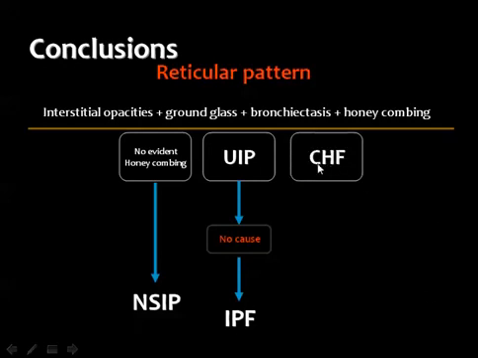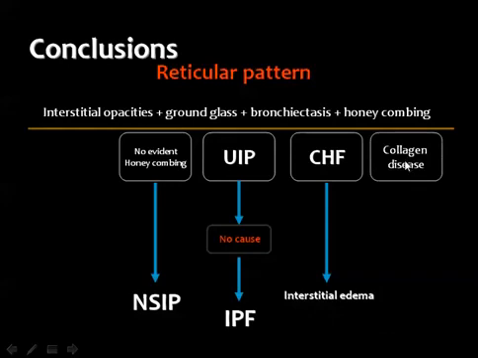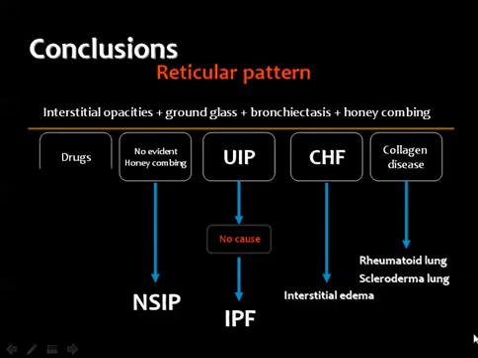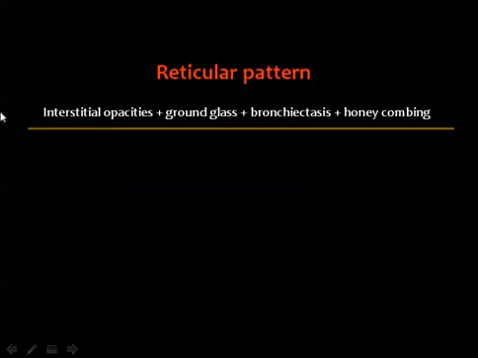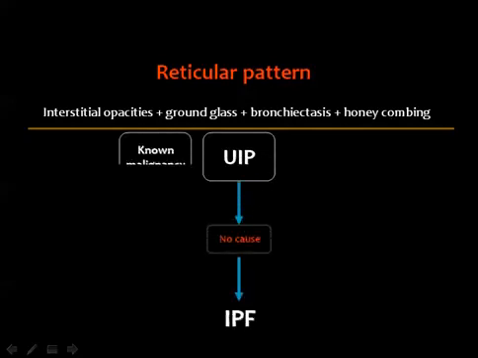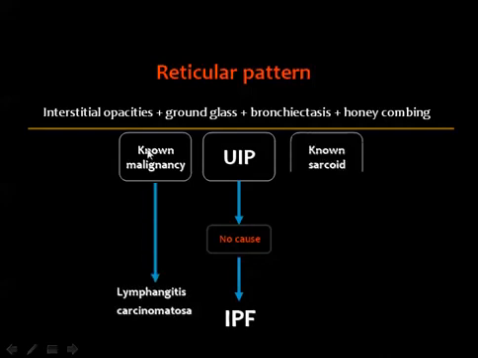If you know that the patient has congestive heart failure, the diagnosis is interstitial edema. If you know that the patient has collagen disease like scleroderma, rheumatoid, and so on, then you call this collagen related. If you know the patient is receiving some kind of drugs, then you call this drug induced. The remaining in the differential: interstitial opacities, ground glass, bronchiectasis, honeycombing, usual interstitial pneumonia, no cause, idiopathic pulmonary fibrosis. If there is a known malignancy, then the diagnosis is lymphangitis carcinomatosis. If the patient is known to have sarcoid, then this is sarcoid related, in the end stage lung.